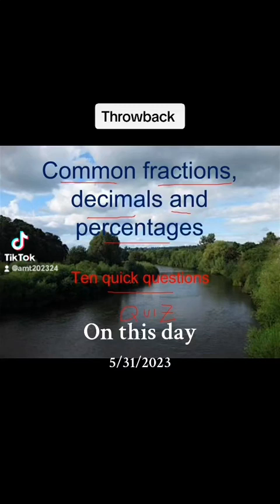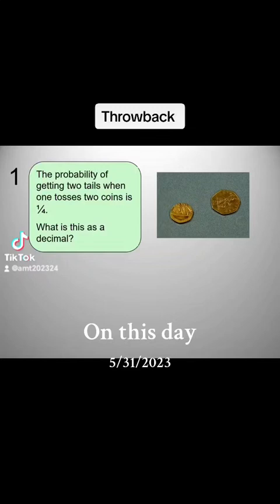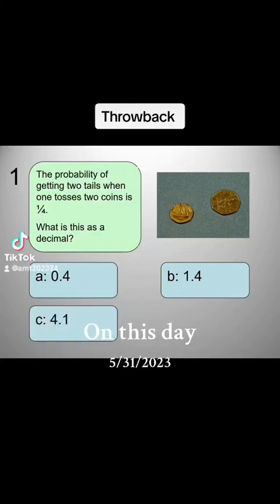So this is question number 1. The probability of getting 2 tails when one tosses 2 coins is 1/4. What is this as a decimal? Is it A 0.4? Is it B 1.4? Is it C 4.1? Or is it D 0.25? Well, a quarter as a decimal.